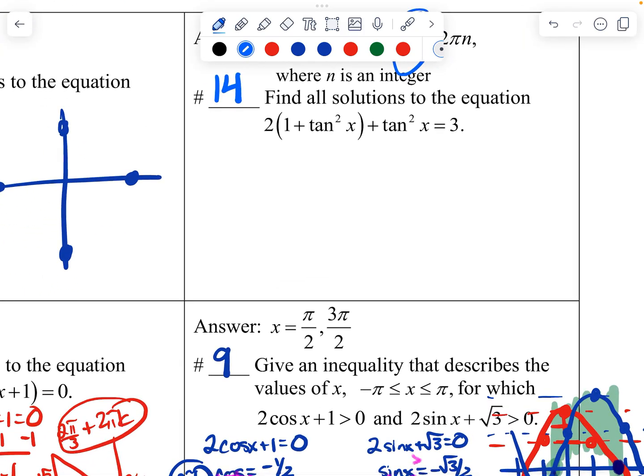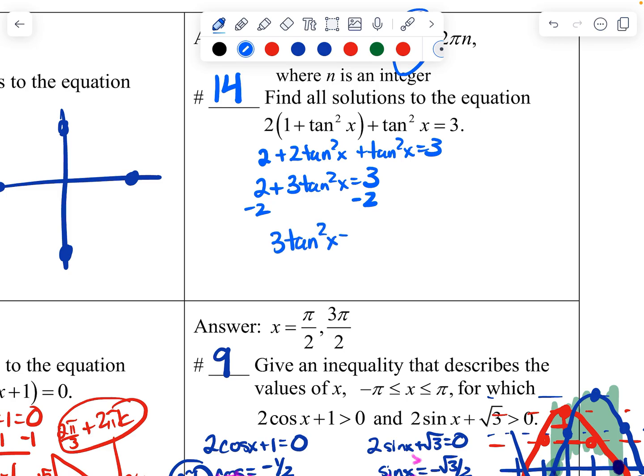Find all solutions. Okay, so if I distribute 2 plus 2 tan squared of x plus tan squared of x equals 3. So 2 plus, this would make 3 tan squared of x equals 3. Subtract 2. 3 tan squared of x equals 1. So tan squared of x equals 1/3. So tan of x would be plus or minus the square root of 1/3. So plus or minus 1 over the square root of 3.